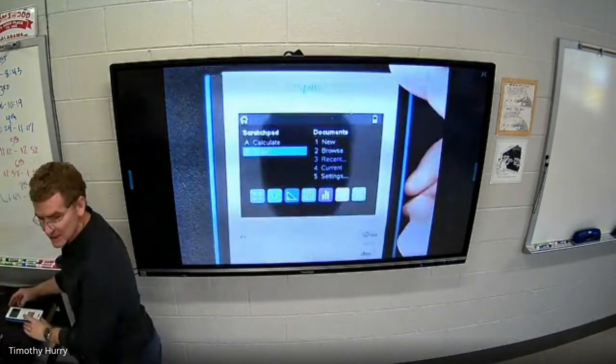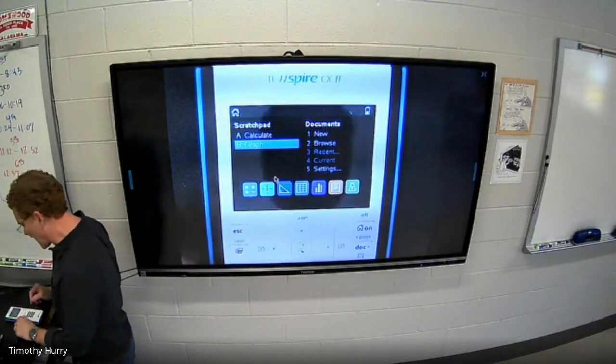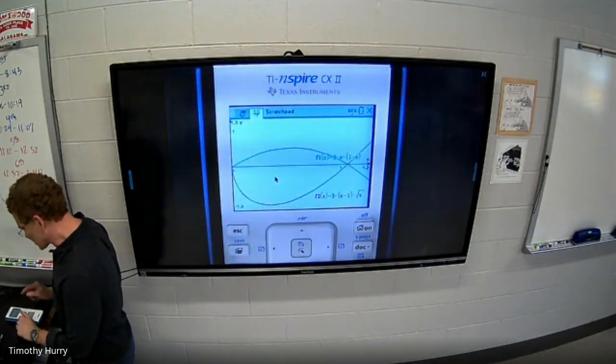All right, look at the Inspire. So the Inspire is going to be a little bit different. Once again, I'm going to go to my graph. I'm going to delete all the junk that I have in there.